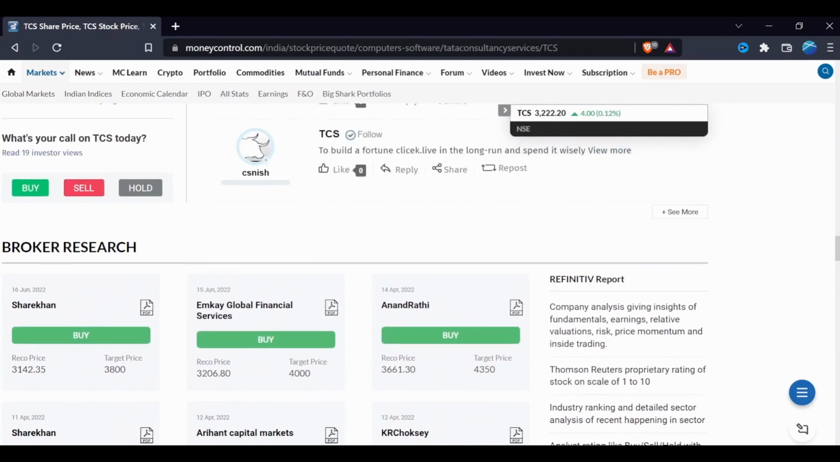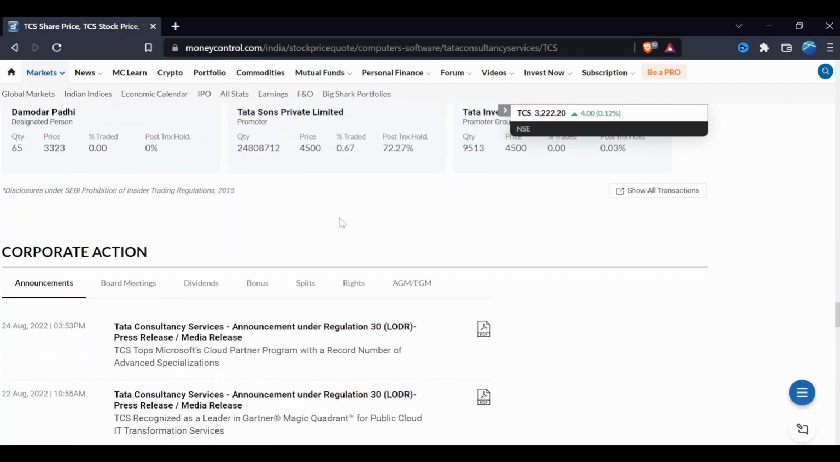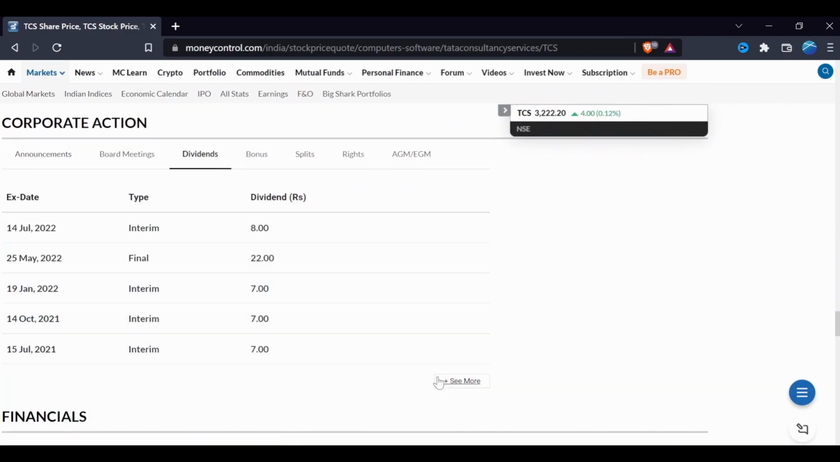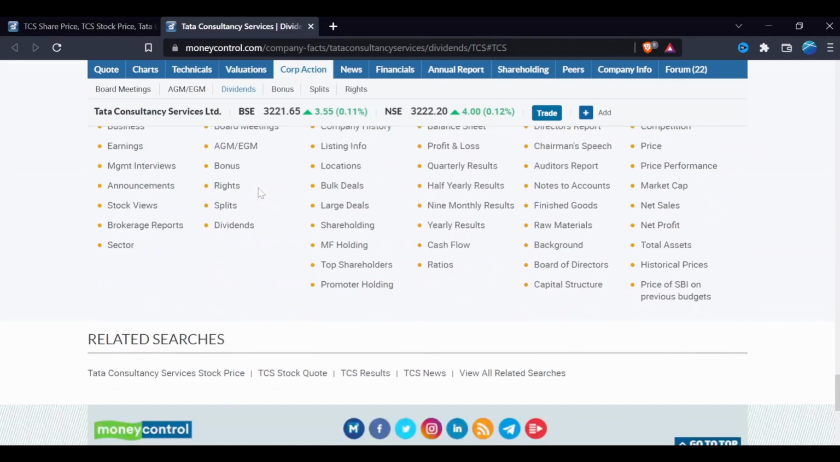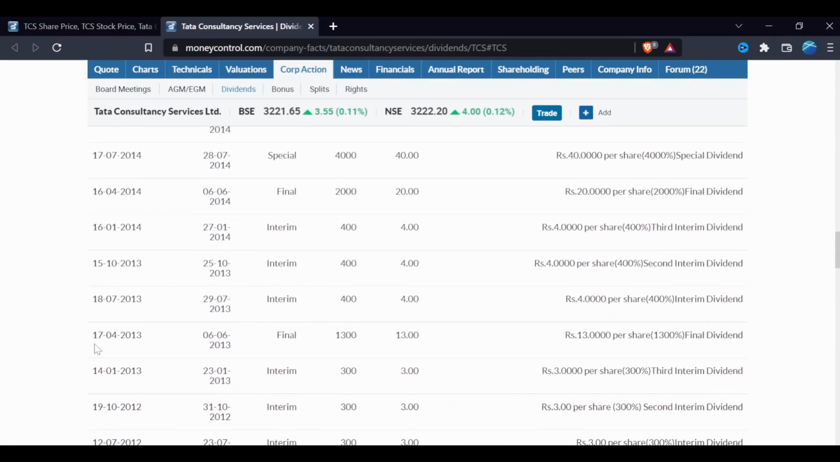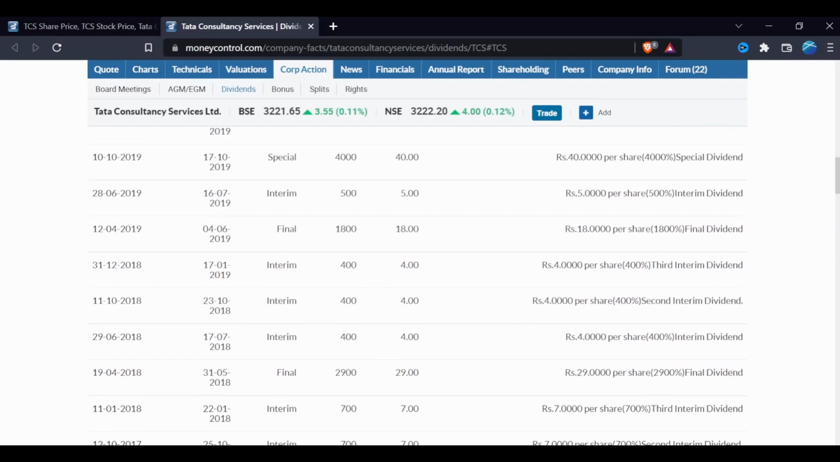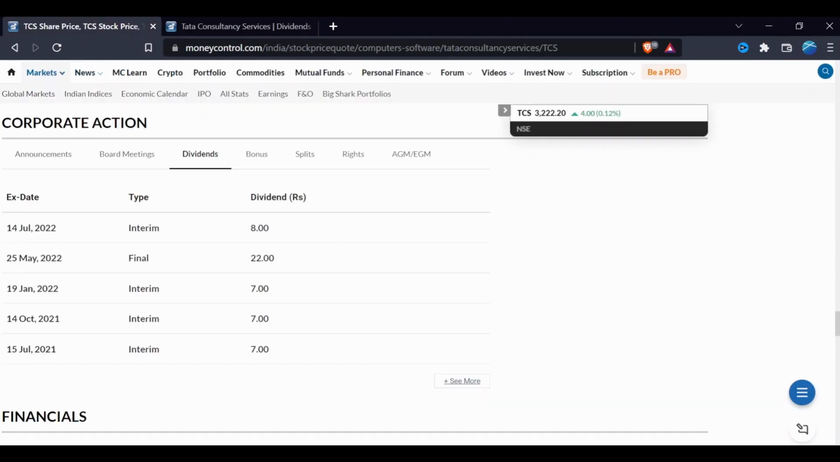Now let's check the second step, which is dividends. For that we need to go to corporate actions and click on dividends, see more, so that we can check from which year the company has been giving dividends. Scroll down, and we can see that for the last 18 years this company has been consistently giving dividends. That also is a very good thing, and it's also giving interim dividend and final dividend. So this company is also fundamentally very strong.